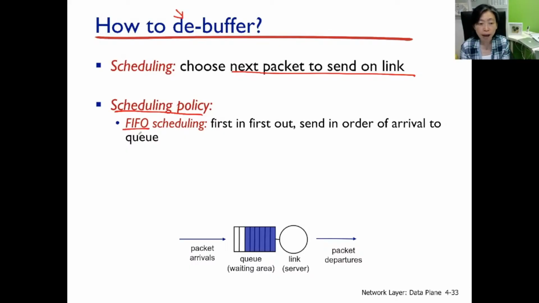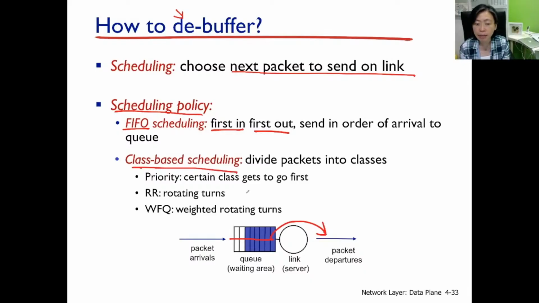Typically, we do this FIFO, first in, first out. Essentially, based on the order the packets arrive, we take one out at a time. But one can also do class-based scheduling. The way to do it is to divide the packets based on priority or classes. We could assign a specific class higher priority versus others, or we could have them rotate turns, taking one packet from each class at a time. We can also allow multiple packets from one class at a time, so that more packets come out from a particular class. It's sort of a combination. So weighted fair queuing, WFQ, is a combination of priority and round robin.